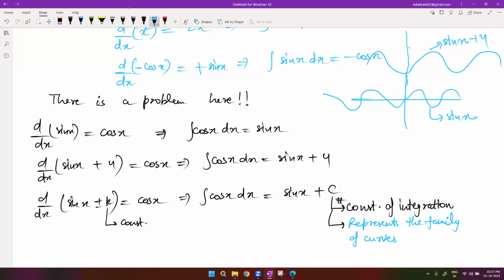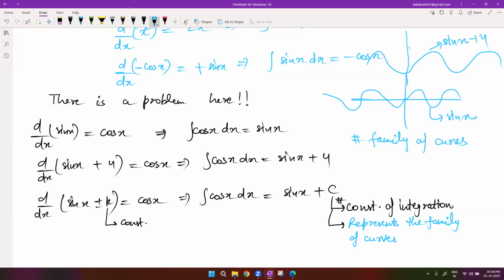These curves are same. They are known as family of curves. Family of curves means the curves are the same. All the curves are same. They are just stacked onto each other. Either one will be up, one will be down. Something like this will be happening. Family of curves: the same curve has been shifted either upwards or downwards or rightwards or leftwards.